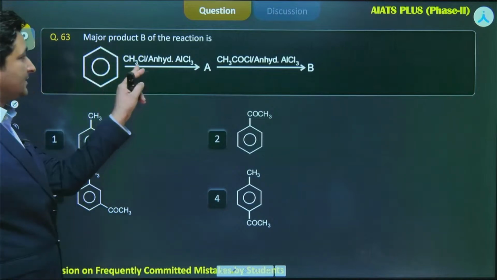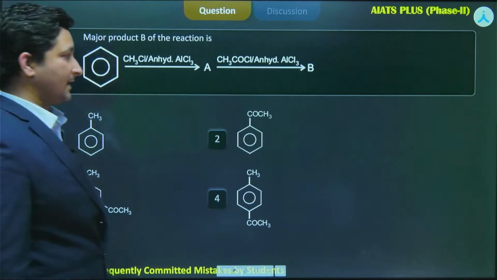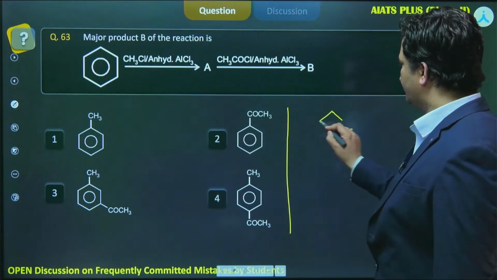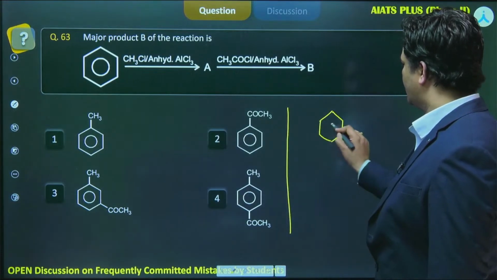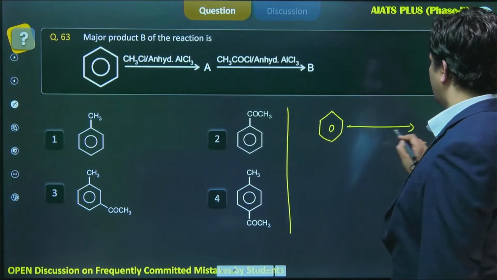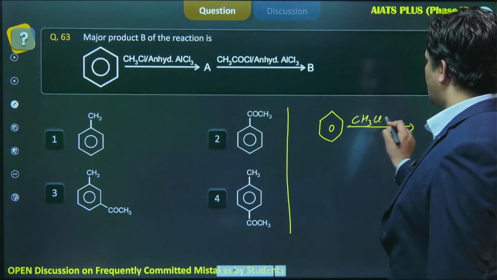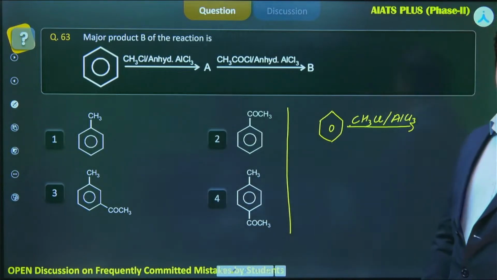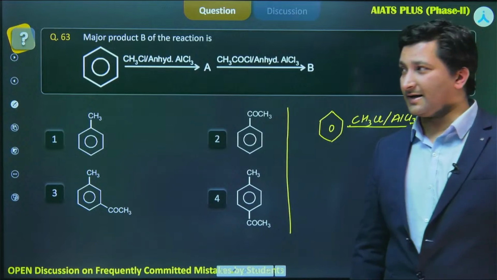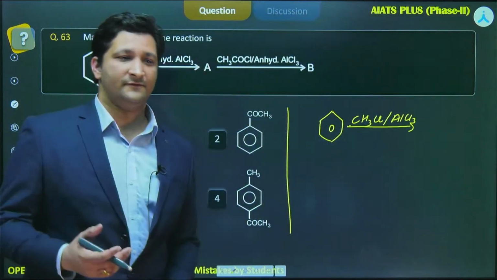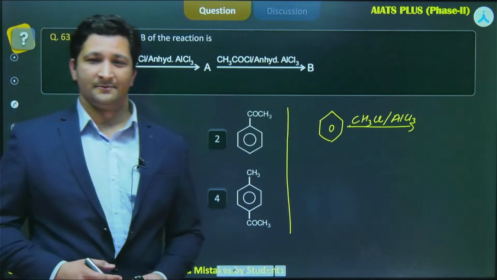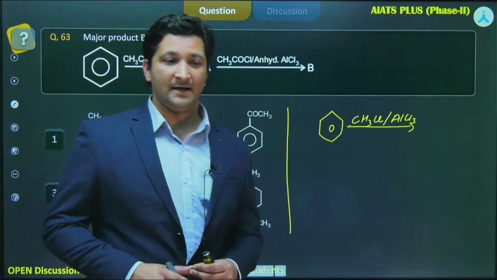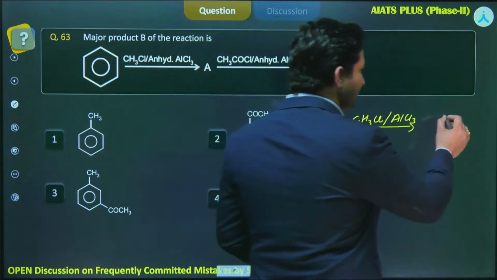Okay, so CH3Cl, anhydrous AlCl3. First of all, we are reacting this. In this case, what will happen? This benzene, CH3Cl, AlCl3. So what will be the product here? Can any one of you tell? Write in the comment section. We have just discussed the mechanism of this. What will be the name of the compound that will be formed here? Direct Friedel-Crafts alkylation. So it is toluene.